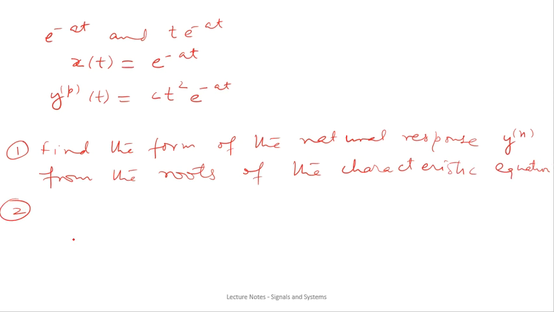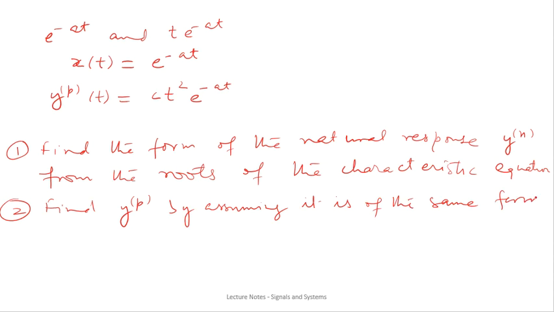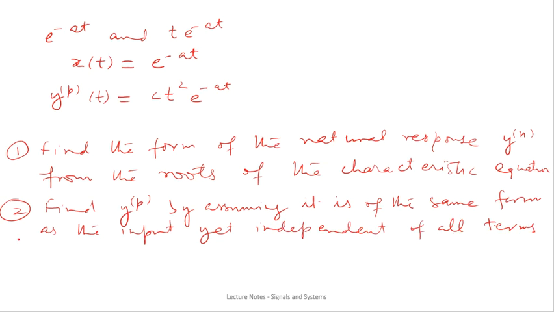The second step is to find a particular solution y p by assuming it is of the same form as the input, yet independent of all terms in the natural response.